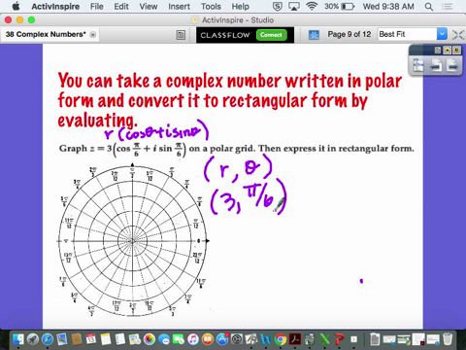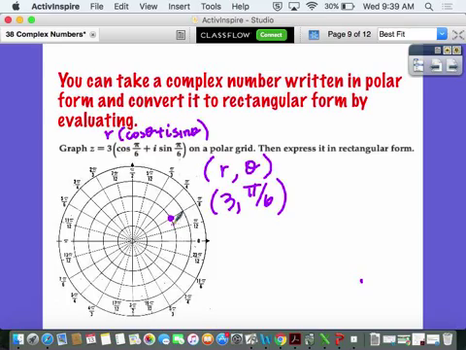So when you graph it, I need to be on what ring? The third ring, and I need to be at what angle? Pi over 6. So pi over 6 is here, and I need to be on 1, 2, 3 rings. There it is. That's how you graph it. Nothing else. You just have to make sure you pull out the right r and the right theta. That's pretty much as complex as it goes.